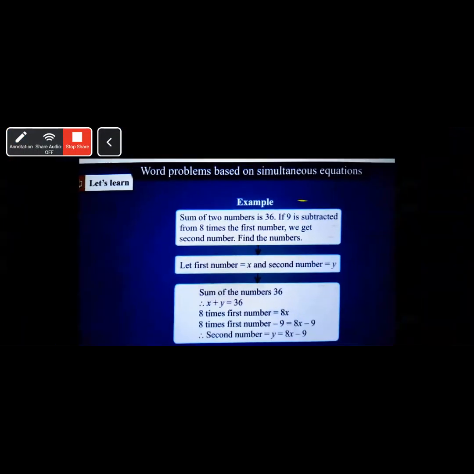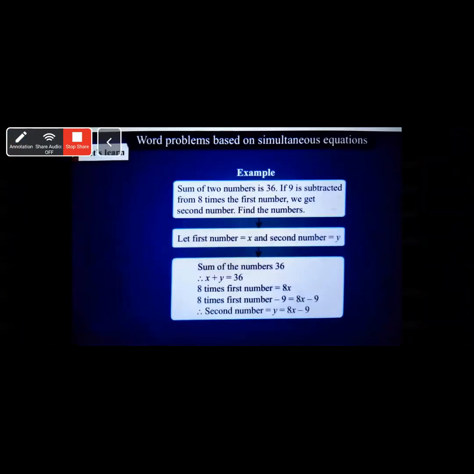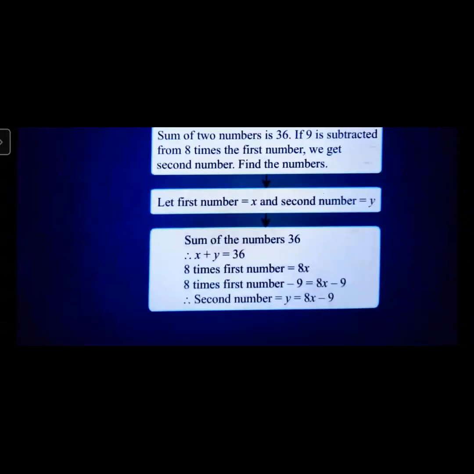Next, the sum of the numbers is 36. Form the mathematical statement from the above variables. You have to form the mathematical statement. So using the mathematical statement, the sum of the numbers is 36 here. Therefore, x plus y equals 36.